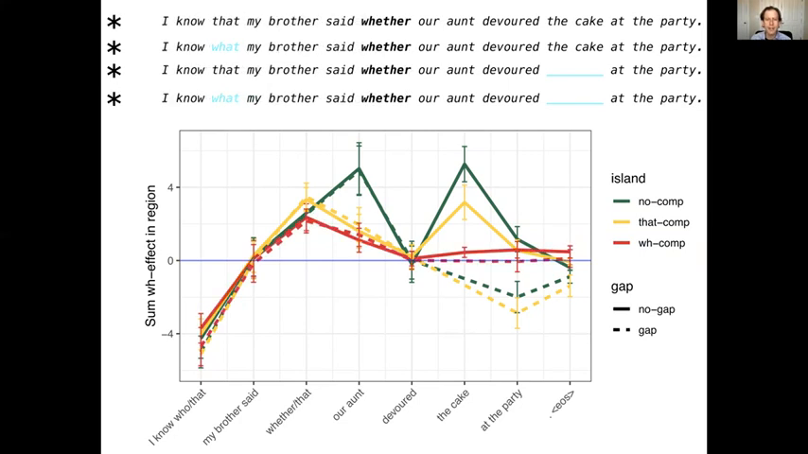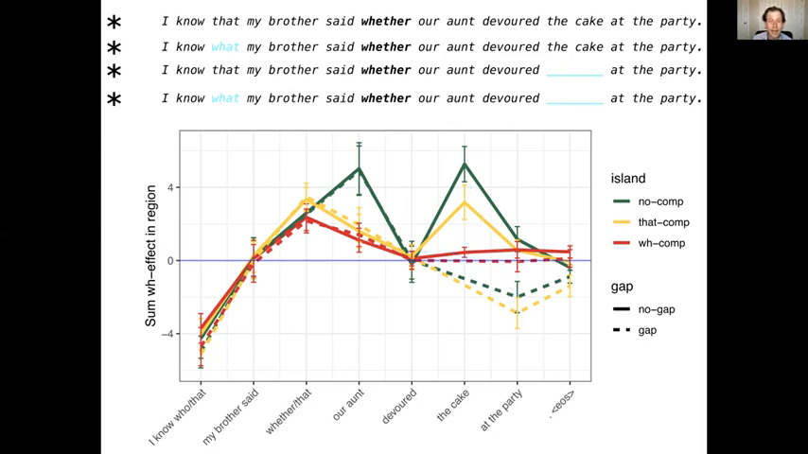So now the whether complementizer has more or less almost completely knocked out the sensitivity of the model to what was in the context. There's still a little bit of it here, but it's almost entirely gone. And so certainly you have a massive reduction in the signature processing effects of WH dependencies by having whether intervene.